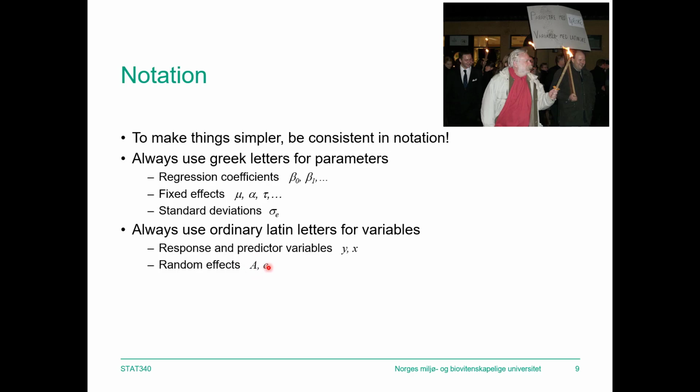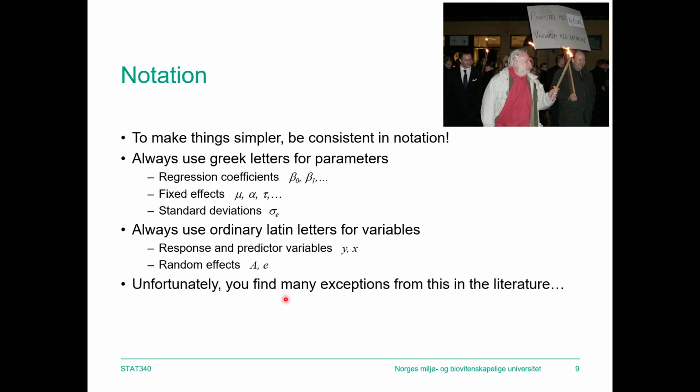It's by convention called E. And this is unfortunately not always done in the literature. It's sort of confusing. First of all, this one is often referred to as epsilon, which is a Greek letter, so it shouldn't be, because this is not a parameter, right? This is a random variable. So it shouldn't be called epsilon, it should be called E. And the same with the random effects, which also use Greek letters in the literature.